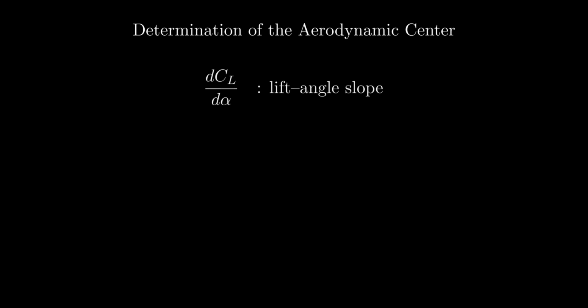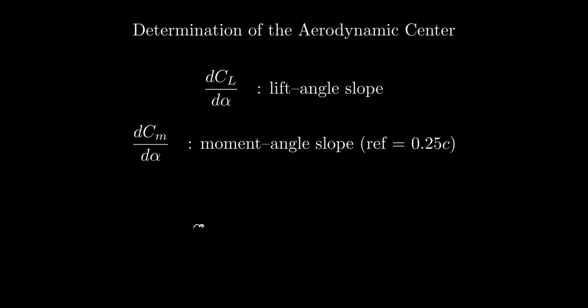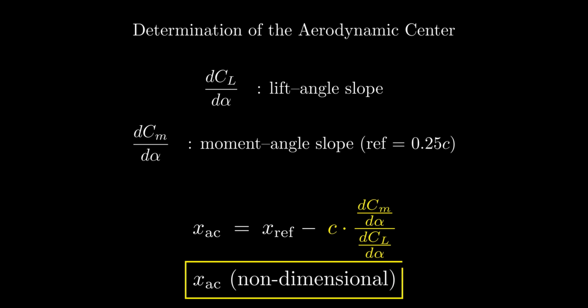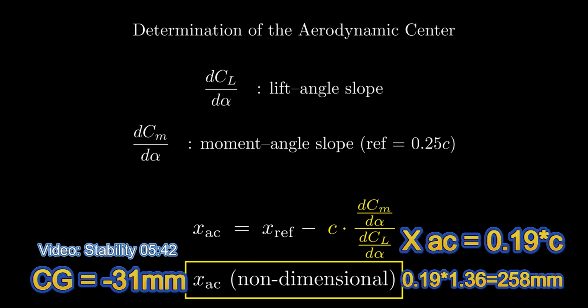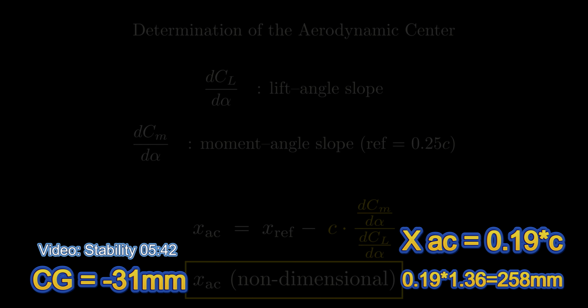Using the quarter chord point at the wing root as the reference for the pitching moment CM, I performed a linear fit on the CL alpha curve derived from CFD. From the slope relationship, the equivalent 3D aerodynamic center of the wing was determined and then compared with the previously obtained aircraft center of gravity position, located 31 millimeters from the wing leading edge. It can be seen that the wing's aerodynamic center lies behind the center of gravity.